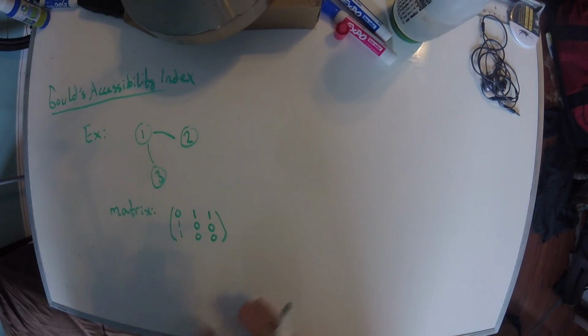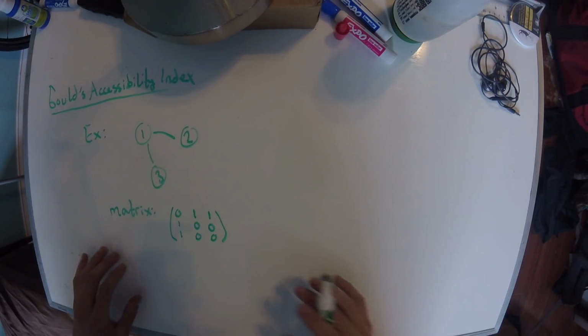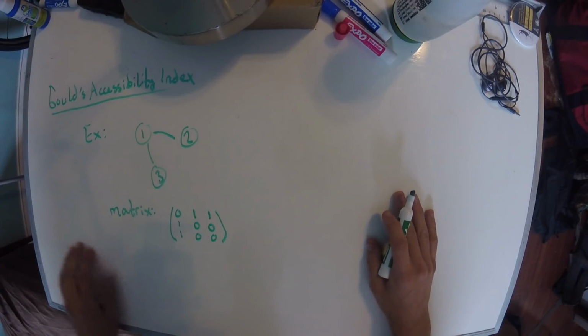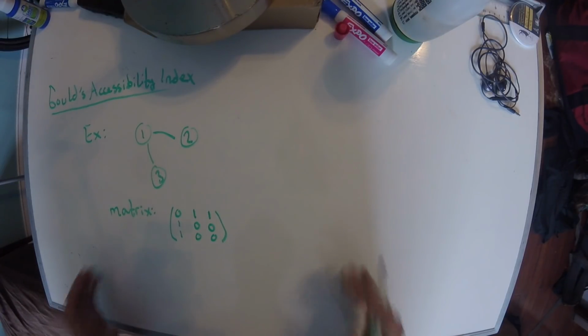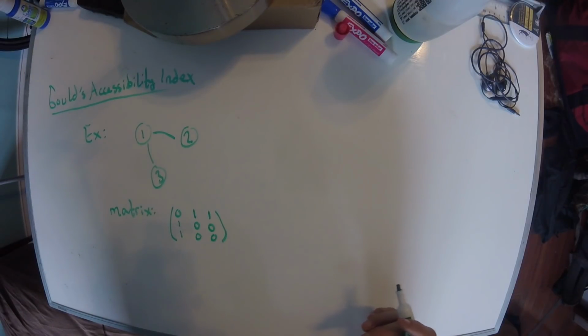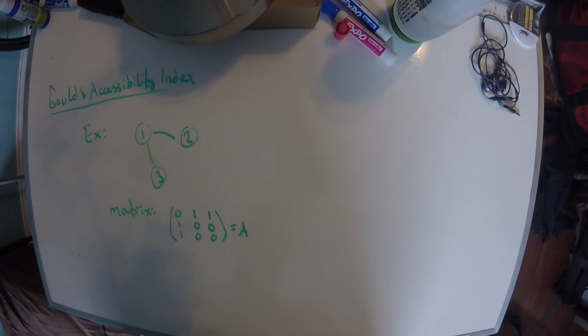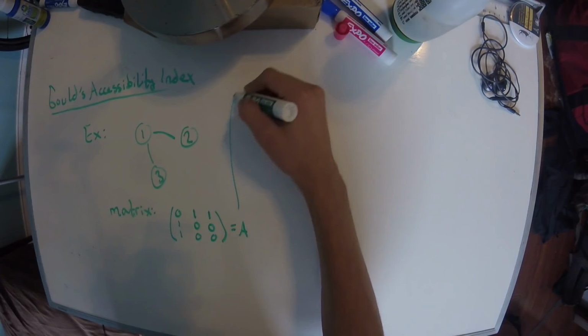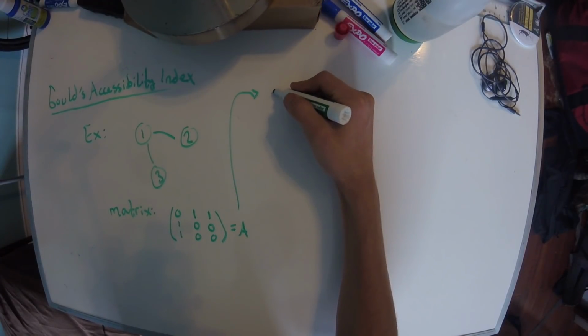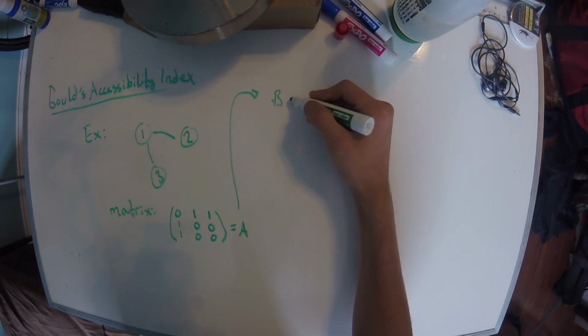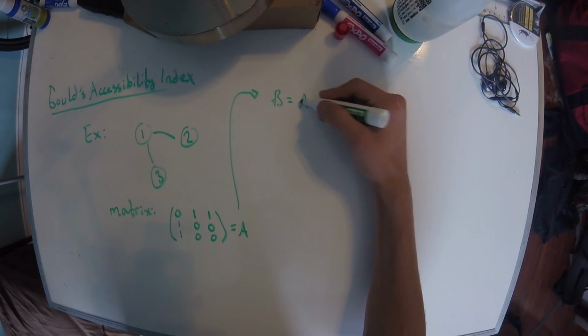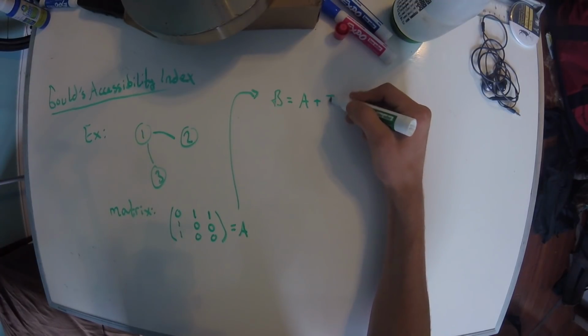Now, to compute Gould's accessibility index, we have to go through a lot of steps. This is going to get very complicated, and I in no way will expect you to memorize it. So I recommend taking thorough notes on this process because it is in some ways a total mess, but it comes out with a really useful measurement. So here's what we have to do first. Let's call this matrix A, and the first step is to define matrix B, and matrix B is equal to matrix A plus the identity matrix.